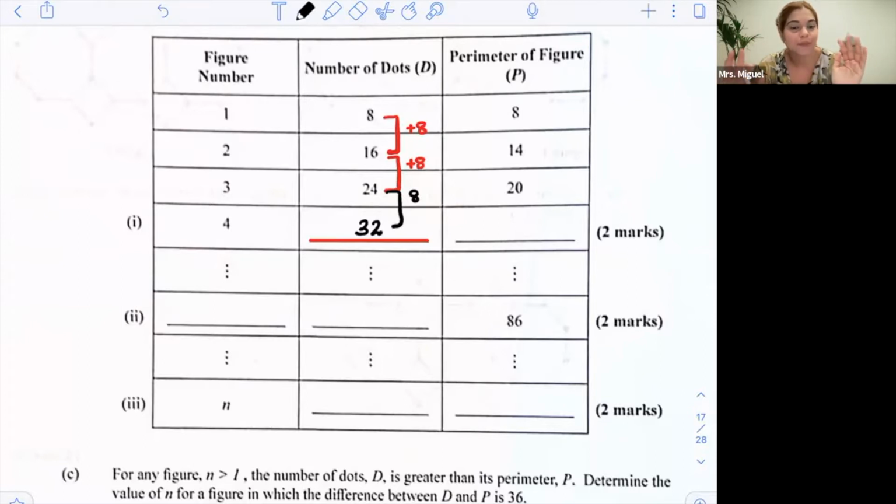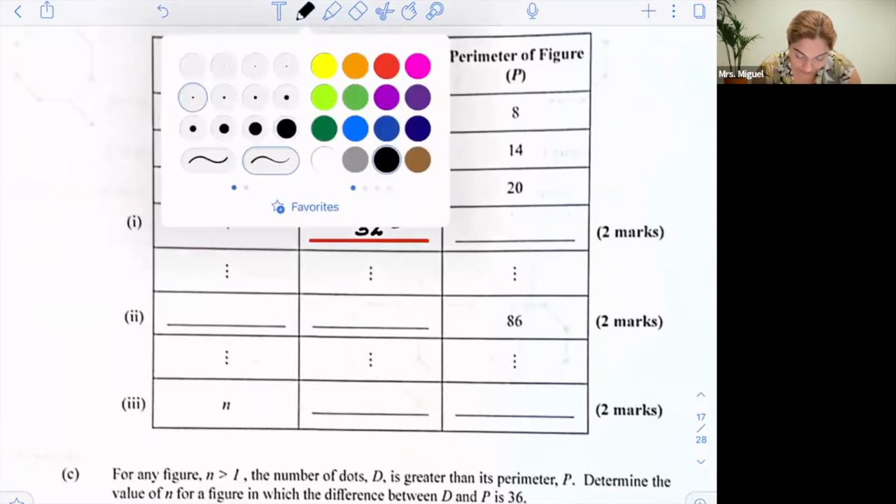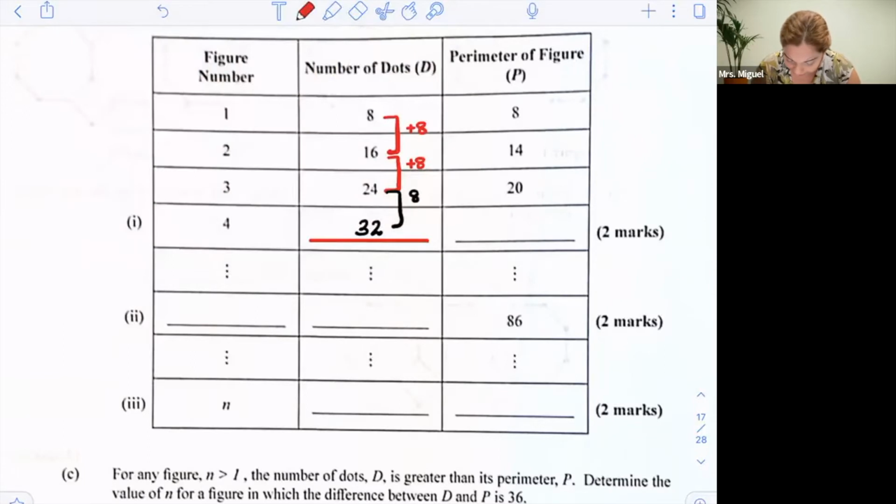I didn't reach the perimeters yet. I'll leave that. You see this 8 here? This 8 is being multiplied by n. So my first answer would be 8n. Where did Miss get that from? Well, the 8 here tells me that I need to multiply it by n. That is how I am getting the formula.